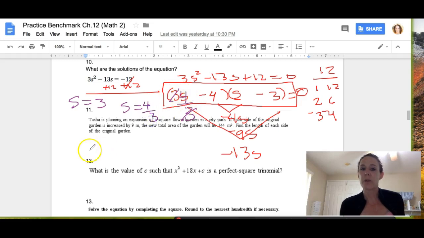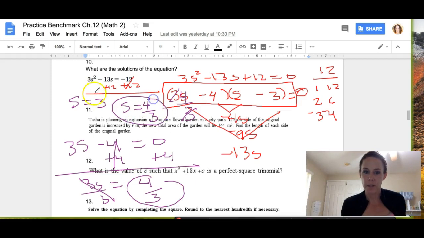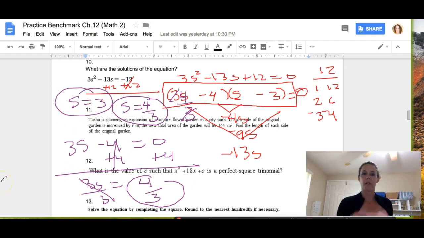Now if that's too tricky, just do this. 3s minus 4, this value has to be 0, and solve for s. Add 4 to both sides. You get 3s equals 4, divide by 3, and you're going to get s is 4 thirds. Okay, so if you can't see it right away, do the longer way of solving. So there are your 2 solutions to that equation.